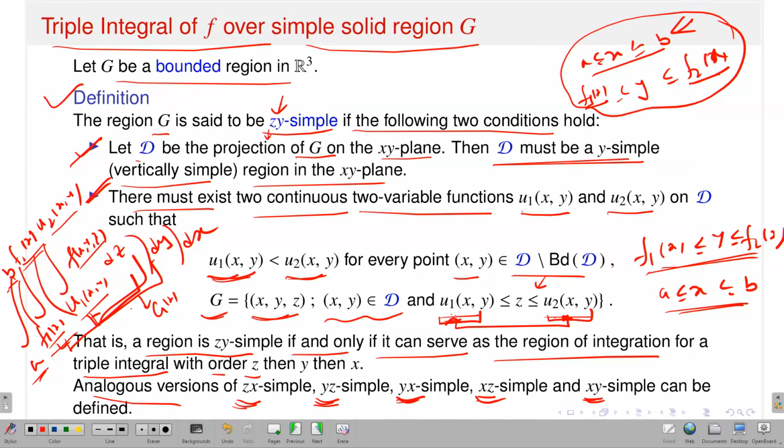For zy simple, you have to perform the integration with respect to z first, then with respect to y, and finally with respect to x. If I have a zx simple domain, you perform the integration with respect to z first, then with respect to x, and at the end with respect to y. Similarly for yz, yx, xz, xy. For xy simple, first you perform the integration with respect to x, then with respect to y, and at the end with respect to z.